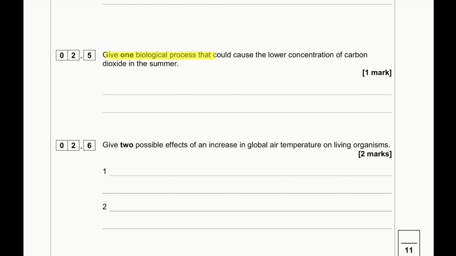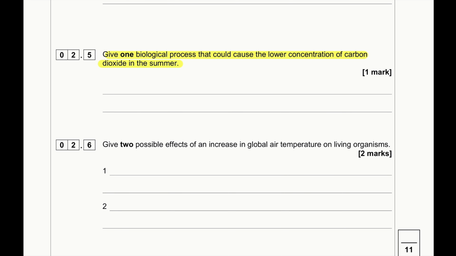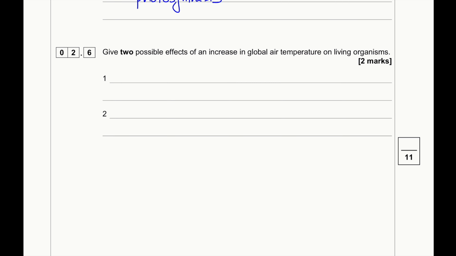Give one biological process that could cause the lower concentration of carbon dioxide in the summer. In the summer, the temperature is higher, so the rate of photosynthesis increases. We'll say photosynthesis. Give two possible effects of an increase in global air temperature on living organisms.